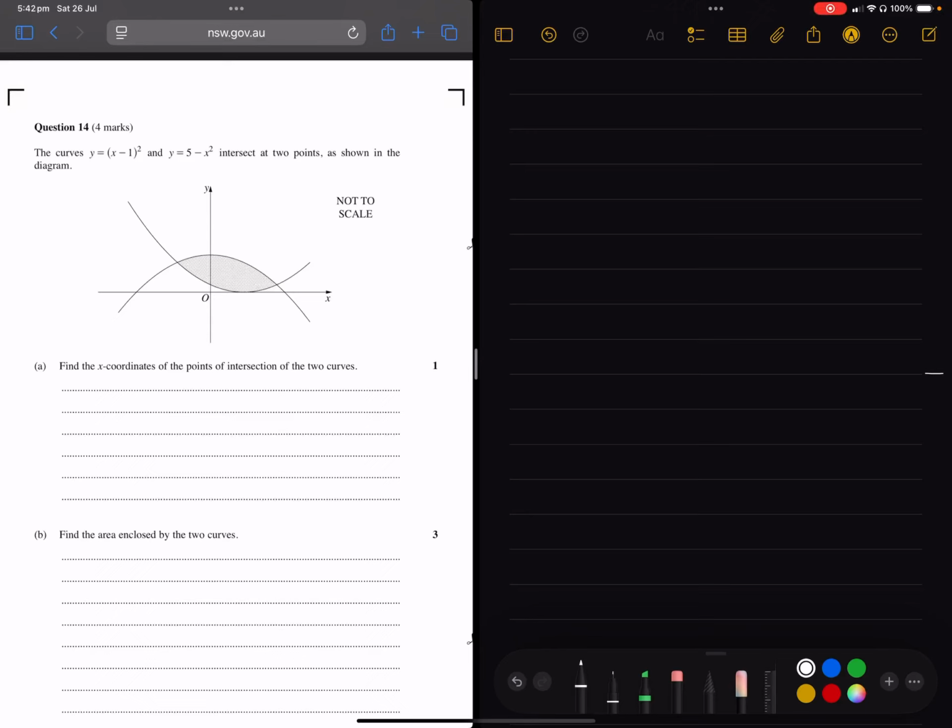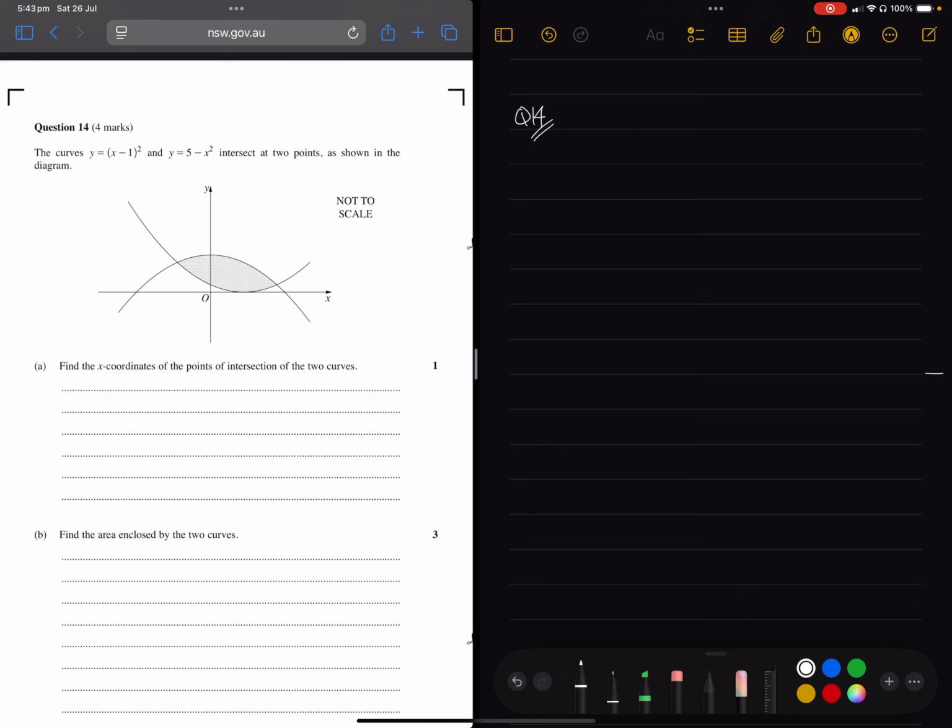Okay, so let's have a look at question 14 from the 2024 Advanced Maths HSC. We're given two curves. We're told they intersect at 2 points via the diagram. We need to find the x-coordinates of the points of intersection, then find the area enclosed.